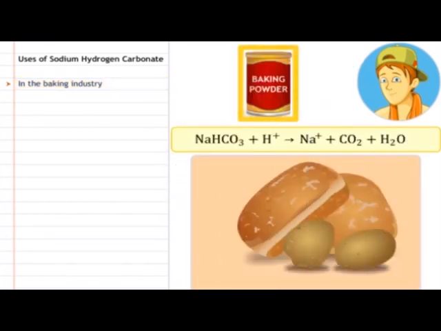Baking powder is a mixture of baking soda and a mild edible acid called tartaric acid. Baking soda reacts with the hydrogen ion of tartaric acid and releases carbon dioxide, which bubbles out and helps to raise bread or cake in the process of baking.